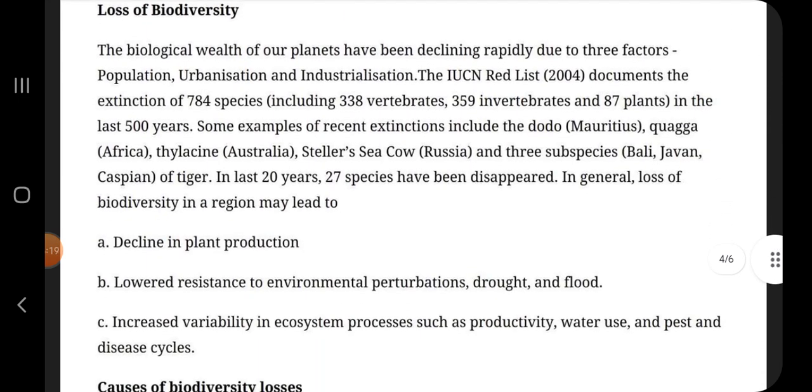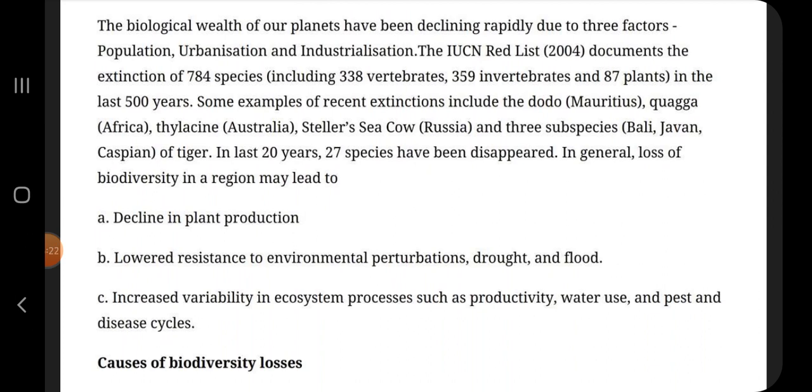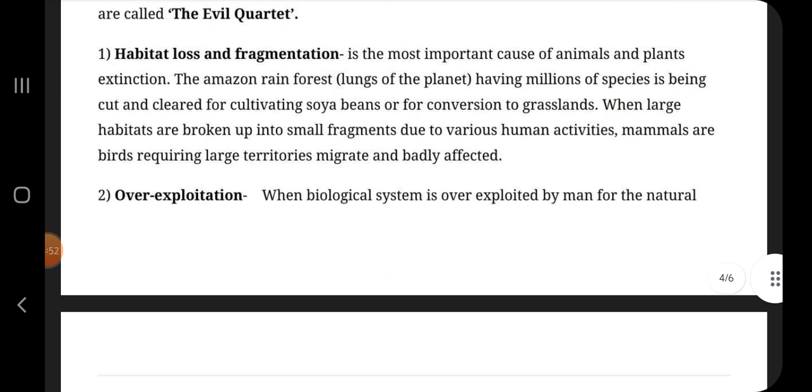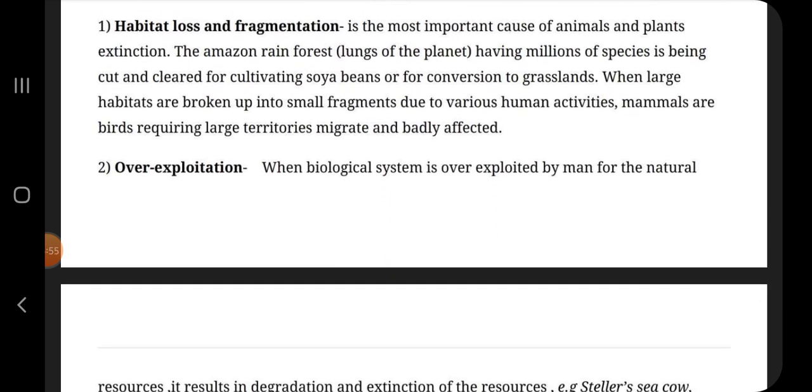Then the loss of biodiversity. The biological wealth of our planet has declined rapidly due to three factors: population, urbanization, and industrialization. In general, loss of biodiversity in a region may lead to a decline in plant production, lowered resistance to environmental perturbation such as drought and flood, and increased variability in ecosystem processes such as productivity, water use, and pest and disease cycles. Then what are the causes of biodiversity loss? First, habitat loss and fragmentation. Second, overexploitation. Habitat loss and fragmentation is the most important cause of animal and plant extinction.